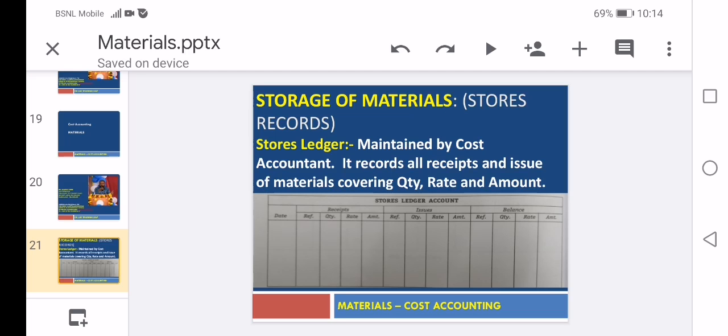Stores ledger records all receipts, issues, and the difference between receipts and issues is balance. Balance is also recorded in the stores ledger. Apart from maintaining receipts, issue, and balance, in all these three categories, reference number is also maintained along with the date.